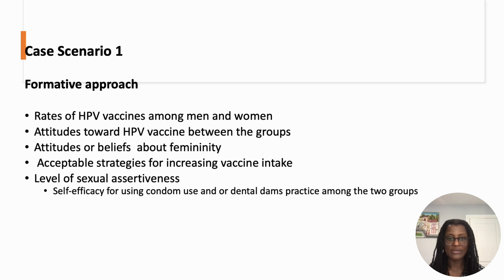For example, in this case scenario, understanding the rates of HPV vaccine among men and women, right? Because we have differential incidence rates among men and women. It's higher for women in comparison to men, based on the scenario we just reviewed. So you need to know what the rates of HPV vaccine are among men and women. What you are seeing, is it because there's differential vaccination, which is very likely to be one of the contributing factors?